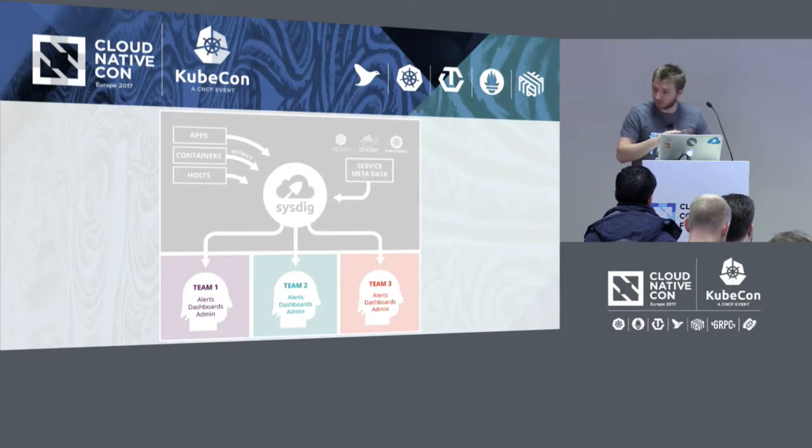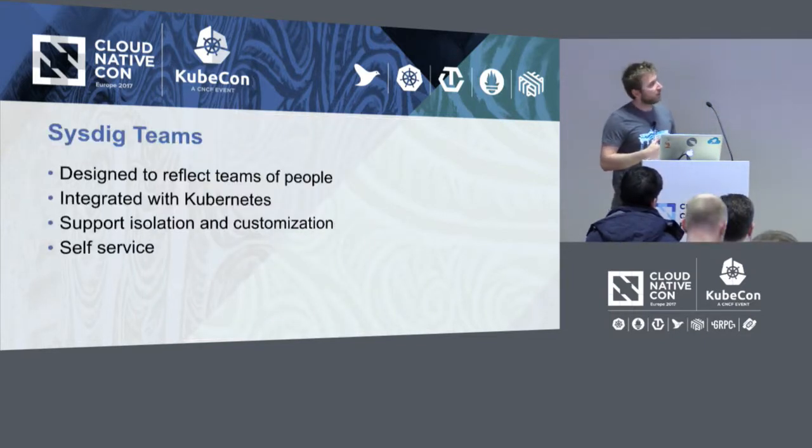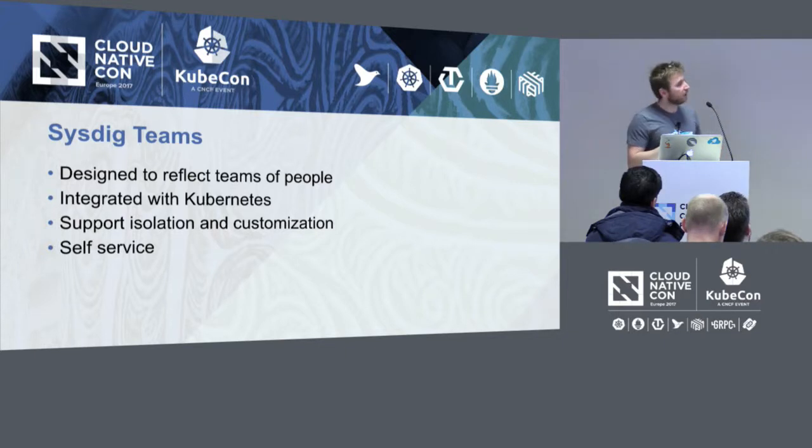And this can be good to reduce noise, reduce clutter, but also provide proper isolation, because maybe I don't want my developers that run the staging container to see the SQL query that my production server is doing against the credit card. With this, you can achieve it. So with teams, again, designed to reflect people, integrated with Kubernetes, support isolation and customization. But what I want to show you now is this other item, which is self-service.